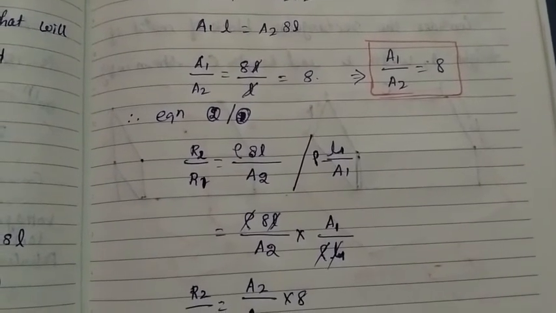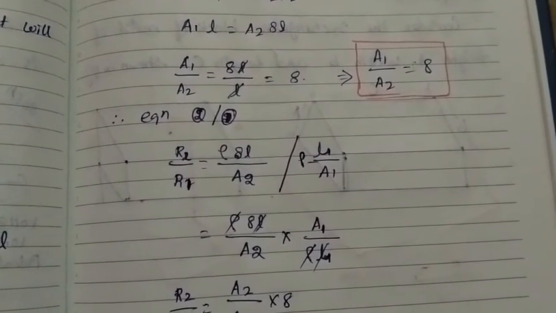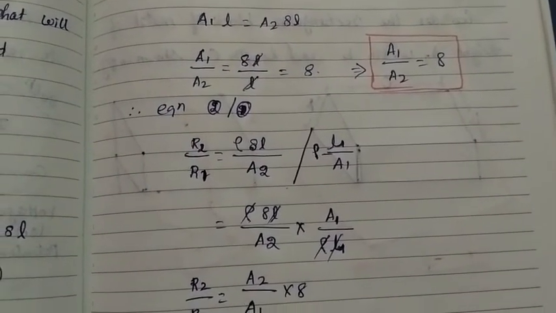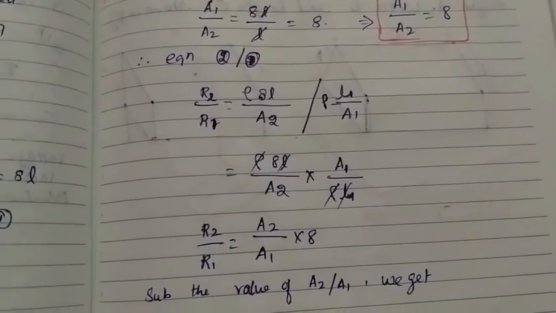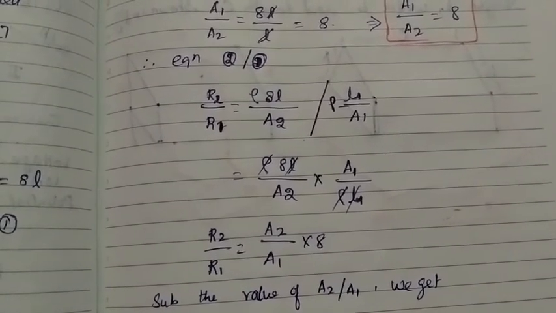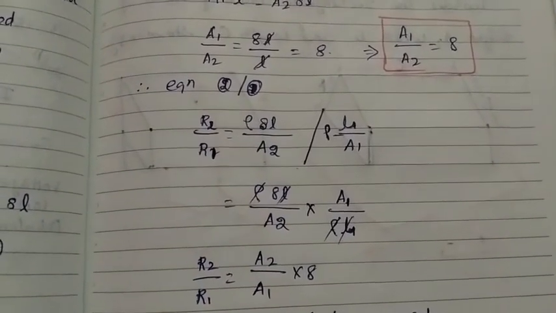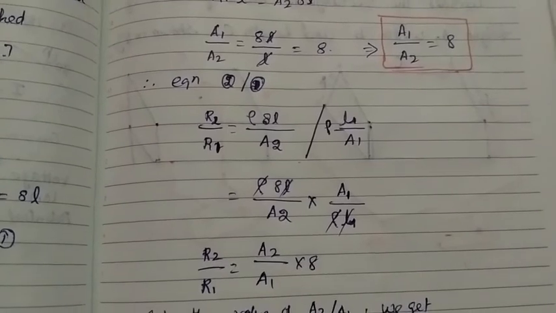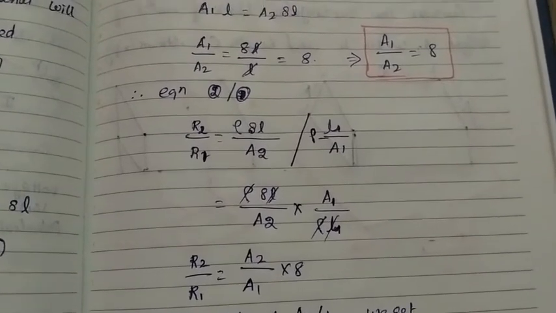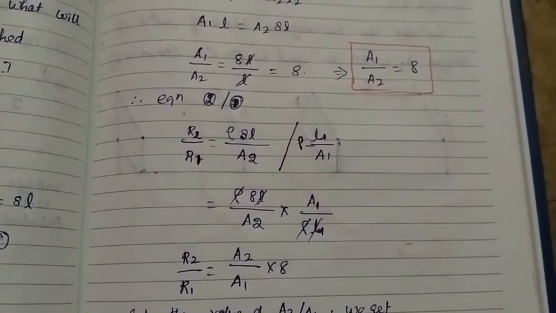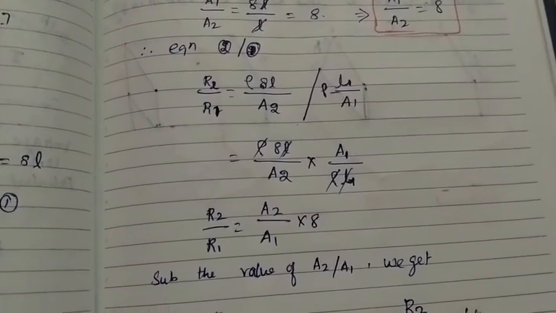So R2 divided by R1 is equal to rho into 8L divided by A2, divided by rho into L1 divided by A1. Here L will be cancelled, and rho will be cancelled. So R2 divided by R1 is equal to A1 divided by A2 into 8.